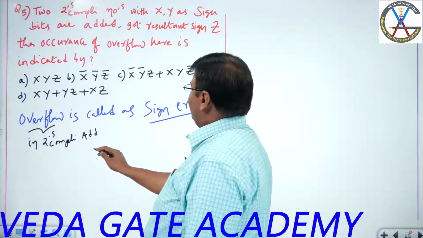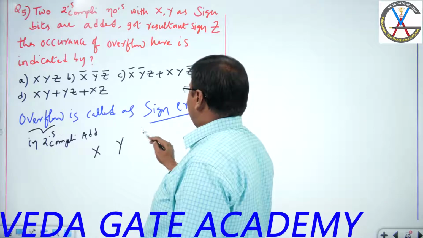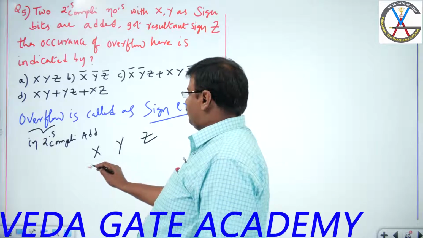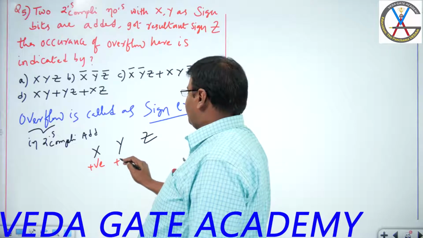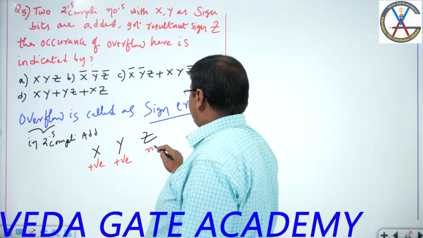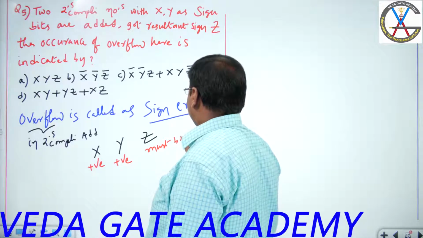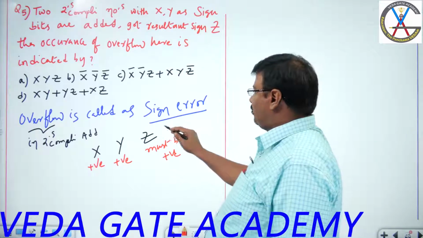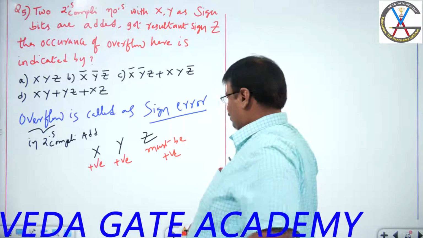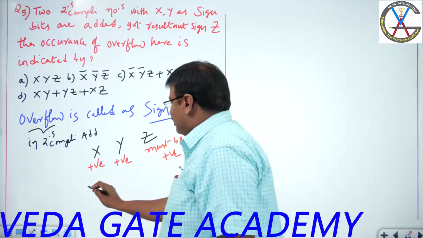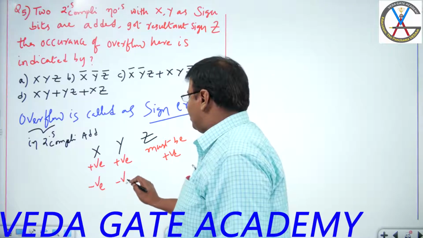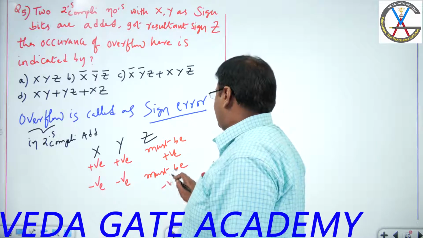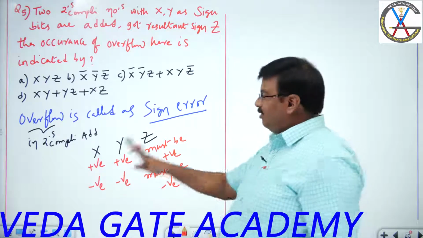Say x, y, z. So x sign is positive, y sign is positive, z must be positive, because you're making an addition between them. Z is x plus y, we told you. And then x sign is negative, y sign is negative, z must be negative. Are we clear? So can we extend this?